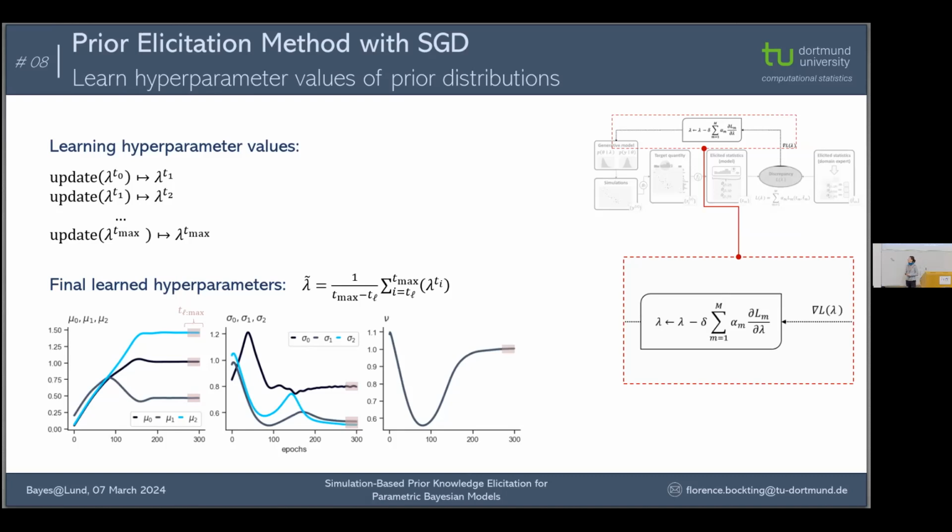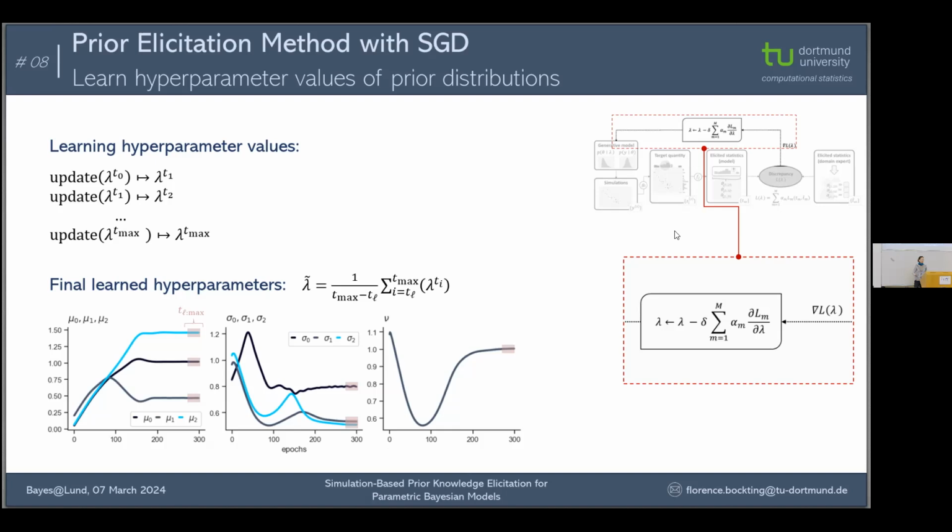Here we see the trajectory for the updating of our hyperparameter values. We also see that after a certain number of epochs, we find a convergence. We use the last learned hyperparameter values and then the average of them to get the final learned hyperparameter values.